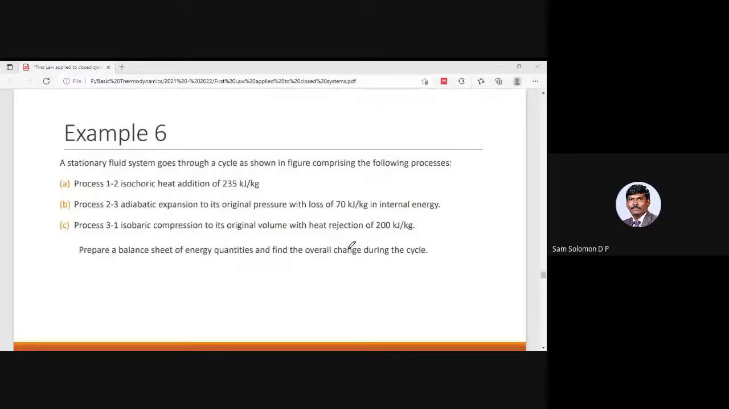So now this is going to be a simple assignment for you. Even if it takes time, it's okay with me, but I want to check whether you have understood it or not. You are going to draw these three processes. The first one is isobaric heat addition. The second one is adiabatic expansion. I have told you, whenever you find this word adiabatic, it means reversible adiabatic expansion, which means it is an isentropic expansion process.